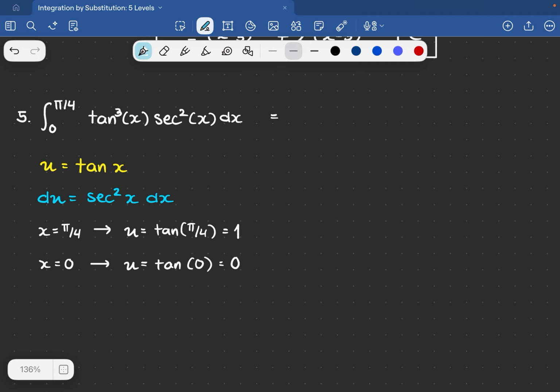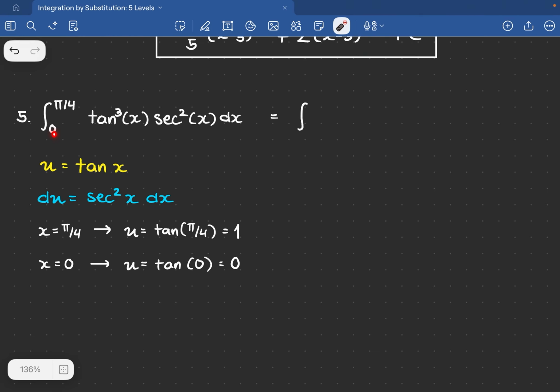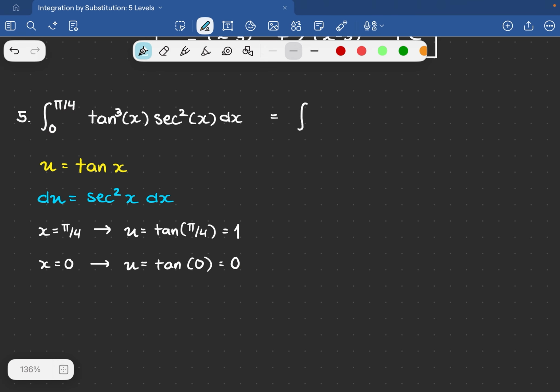we will now apply the following changes. For the limits of integration, from 0 to pi over 4, we will now have 0 to 1. And then tangent cube x out here will become u cube. And then secant squared x dx would be replaced by du. Good. So I hope you're still able to follow what we have out here.